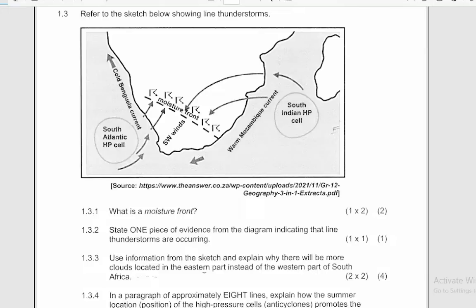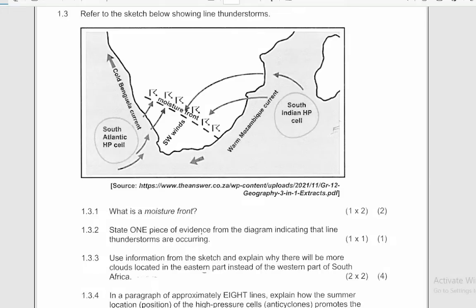We have defined that. The moisture front, basically, if you are to define it, is a boundary splitting two air masses of different moisture content and temperature. In this instance, we are looking at air which is coming from the warm Mozambique current and air which is coming from the cold Benguela current here. These two air masses are meeting here. This is the moisture front.